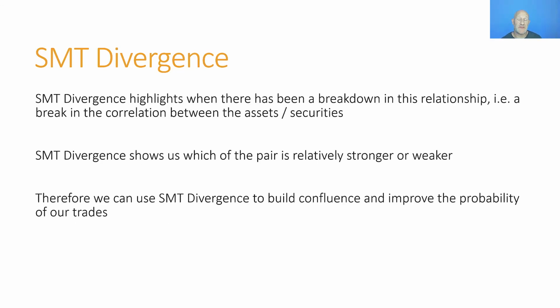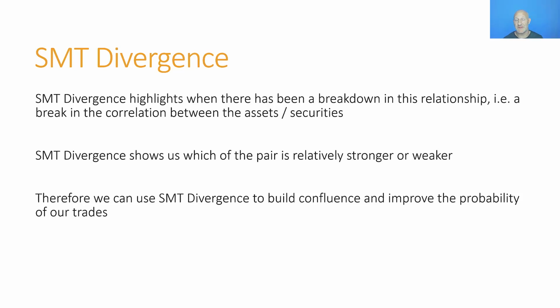And the reason why SMT is so powerful or so useful is because it highlights when there's been a breakdown in this relationship, meaning that we've got a break in the correlation between the two assets or the two securities that we're looking at. And critically, what SMT shows us is which of the pair is relatively weaker or stronger. So what this means is we can use SMT to start to build confluence and increase the probability of our trades. Now don't worry if that's still a little bit confusing.